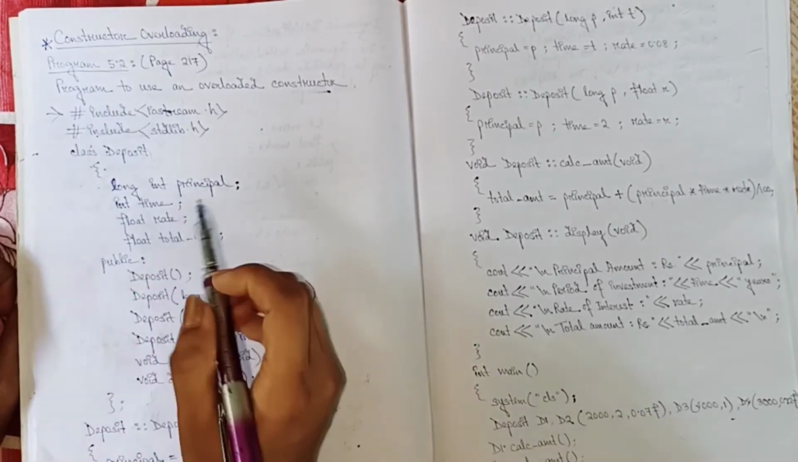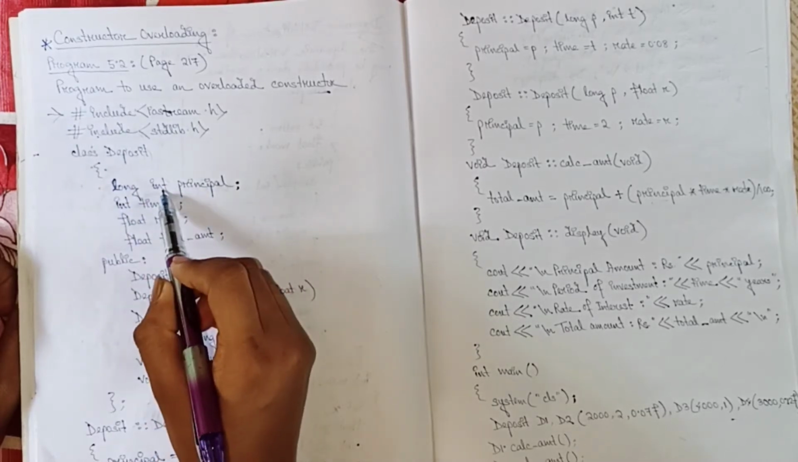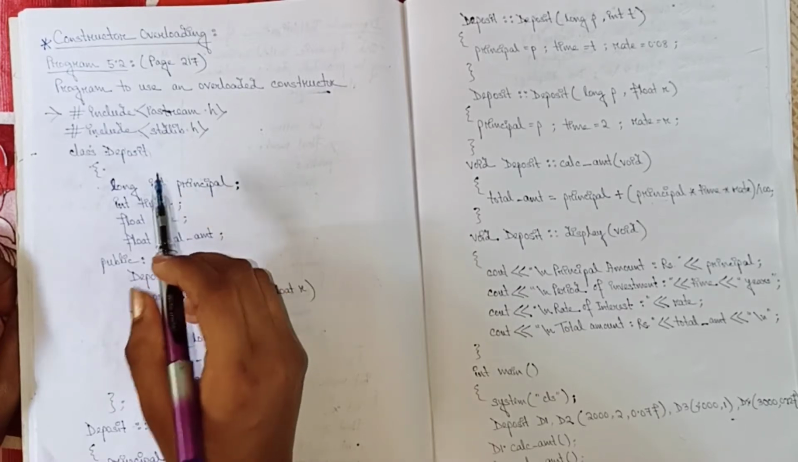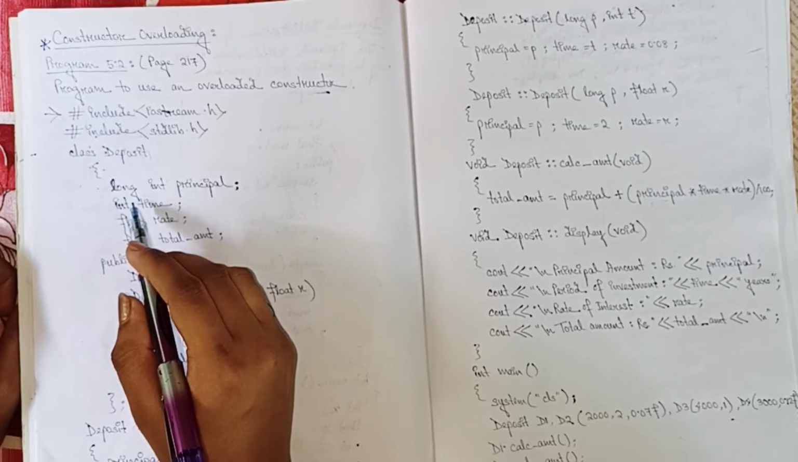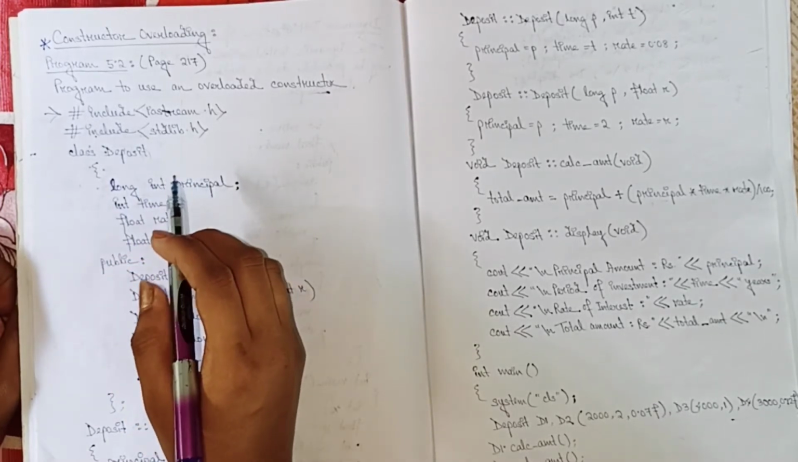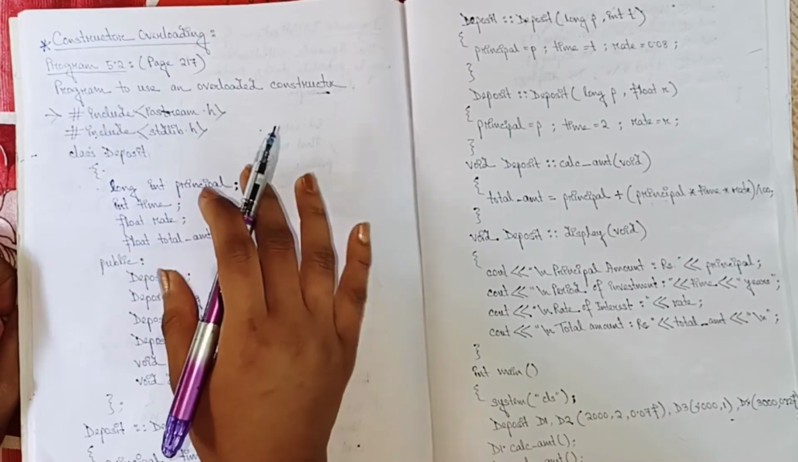Now the question may come: why are we using long int for principal? We can use an integer value also. Yes, we can, but we know that the range of an integer value is what? From 0 to 65535. That is the total number of integers that is supported by C++.